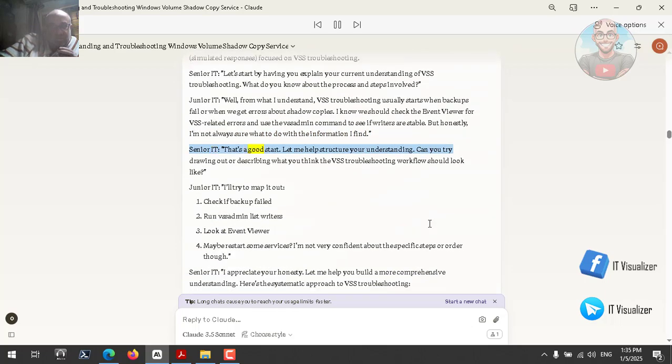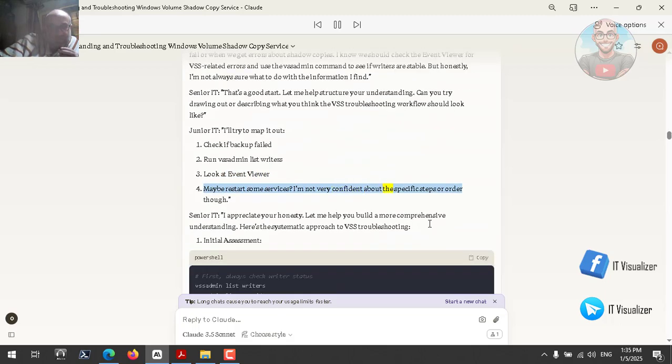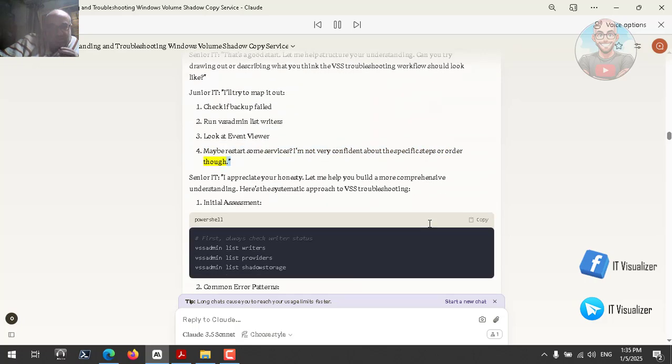Senior IT: that's a good start. Let me help structure your understanding. Can you try drawing out or describing what you think the VSS troubleshooting workflow should look like? Junior IT: I'll try to map it out. Check if backup failed. Run vssadmin list writers. Look at Event Viewer. Maybe restart some services? I'm not very confident about the specific steps or order though.